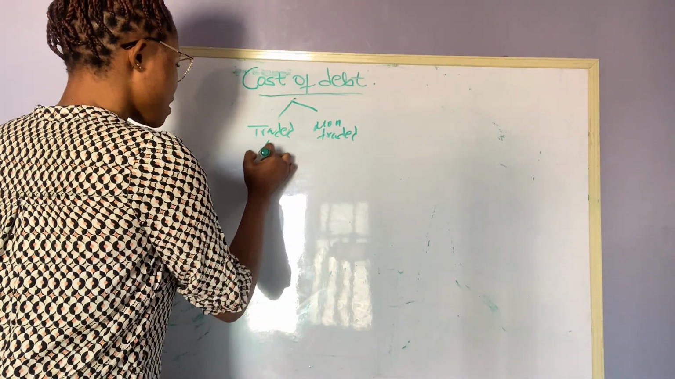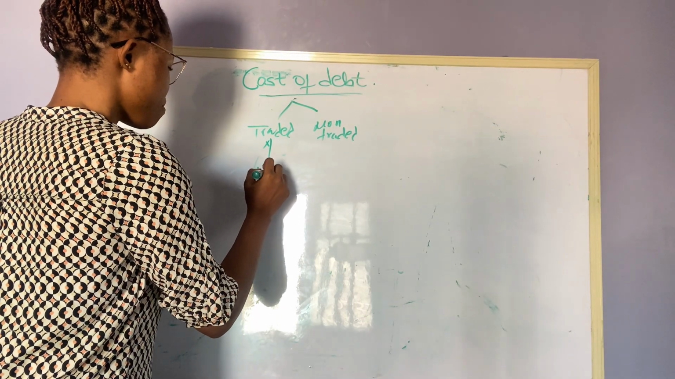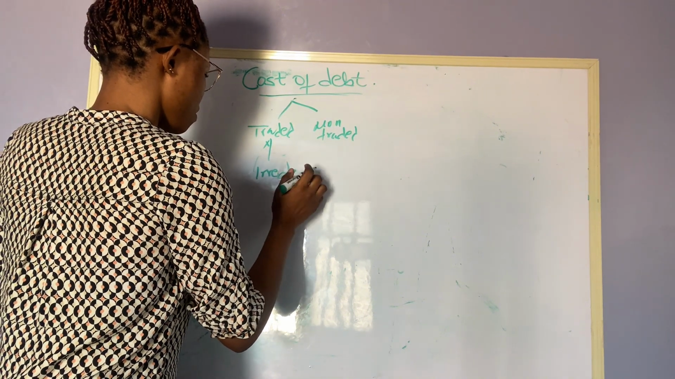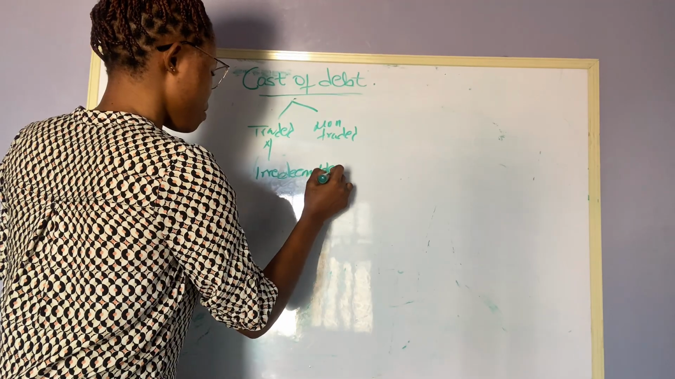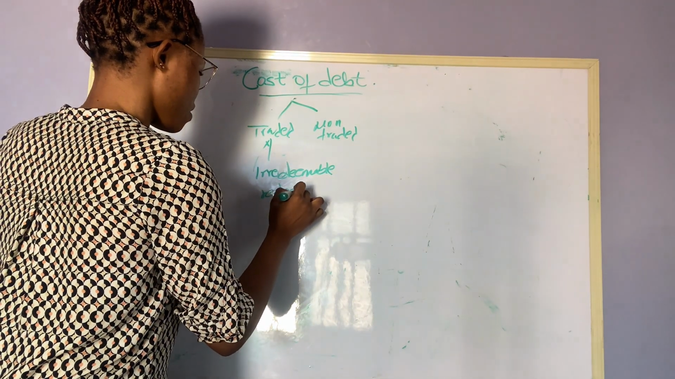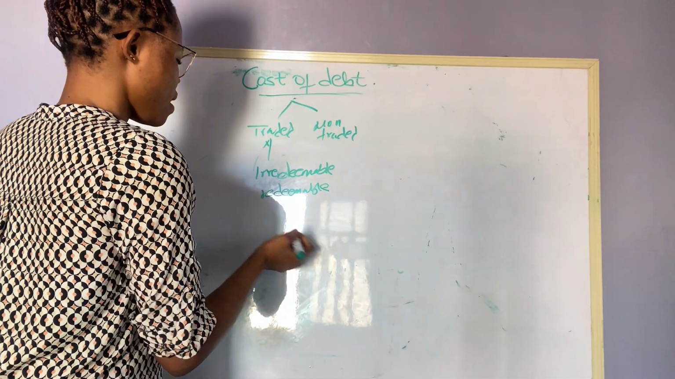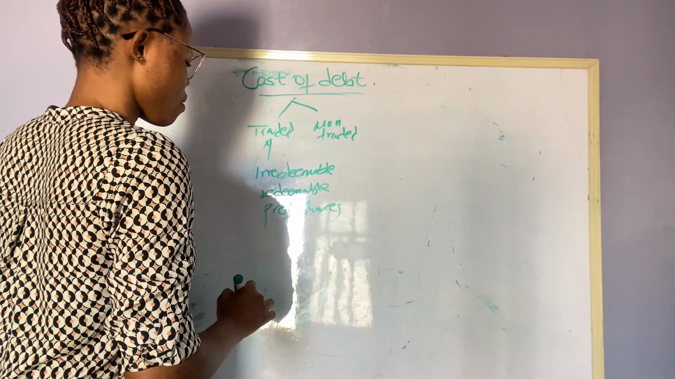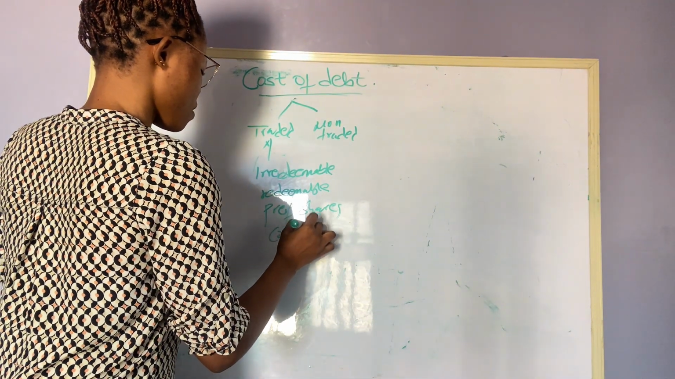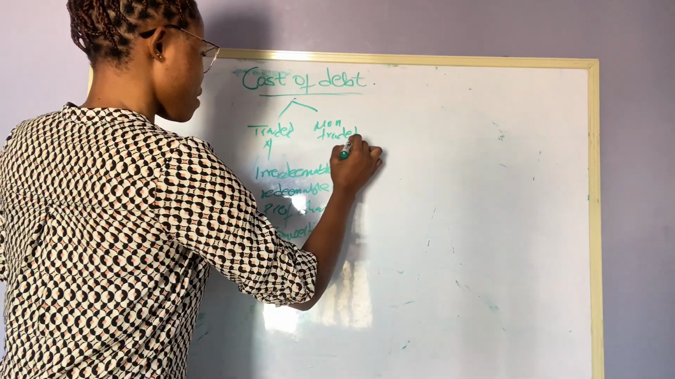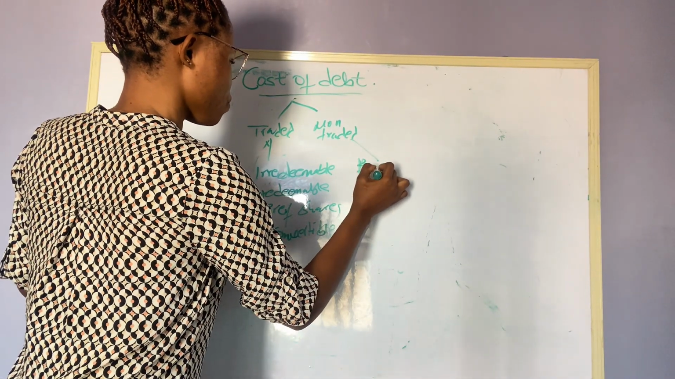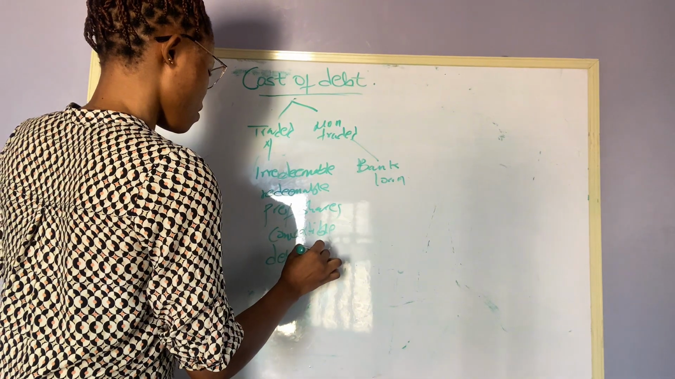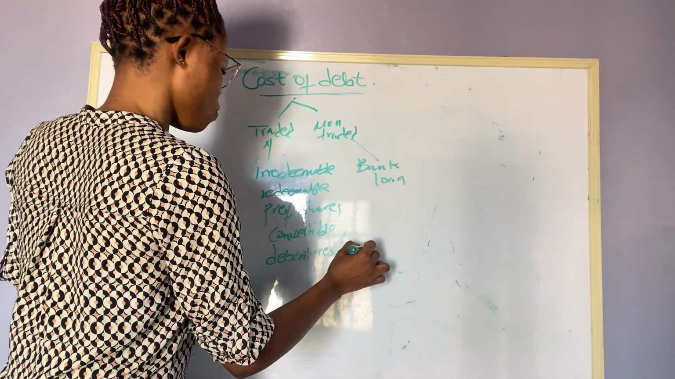So now under traded debt we have irredeemable, redeemable, then preference shares, and convertible. Then under non-traded we have bank loan. We have debentures as well, or notes.